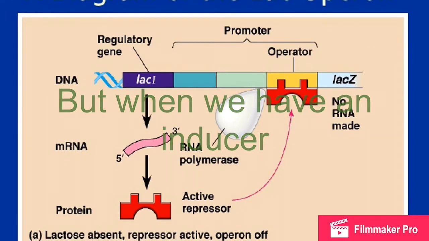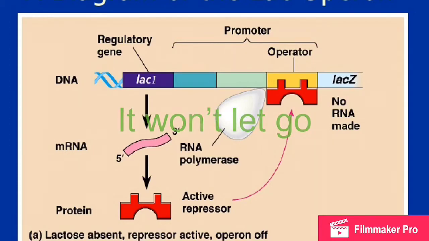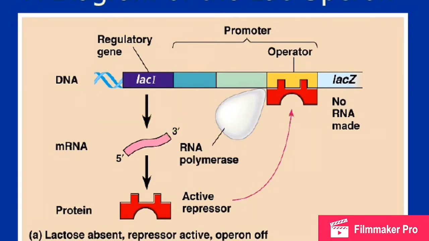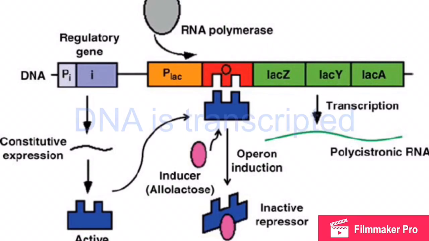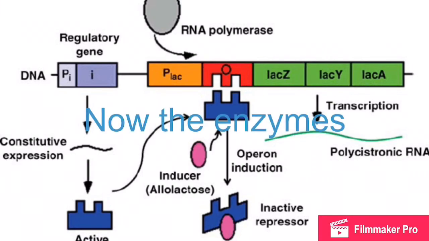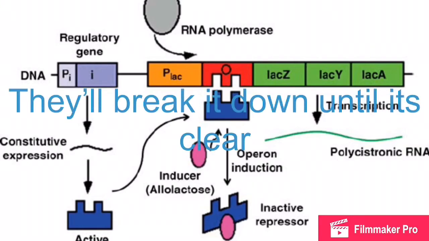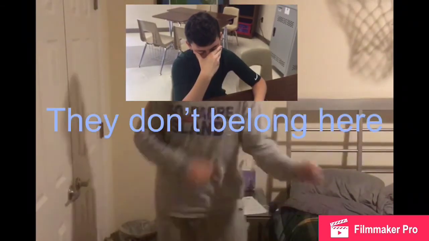But when we have an inducer and an active repressor, no lactose, then RNA polymerase isn't stopped by a repressor. DNA is transcribed. Now the enzymes are used for lactose. They'll break it down into... they don't belong there.